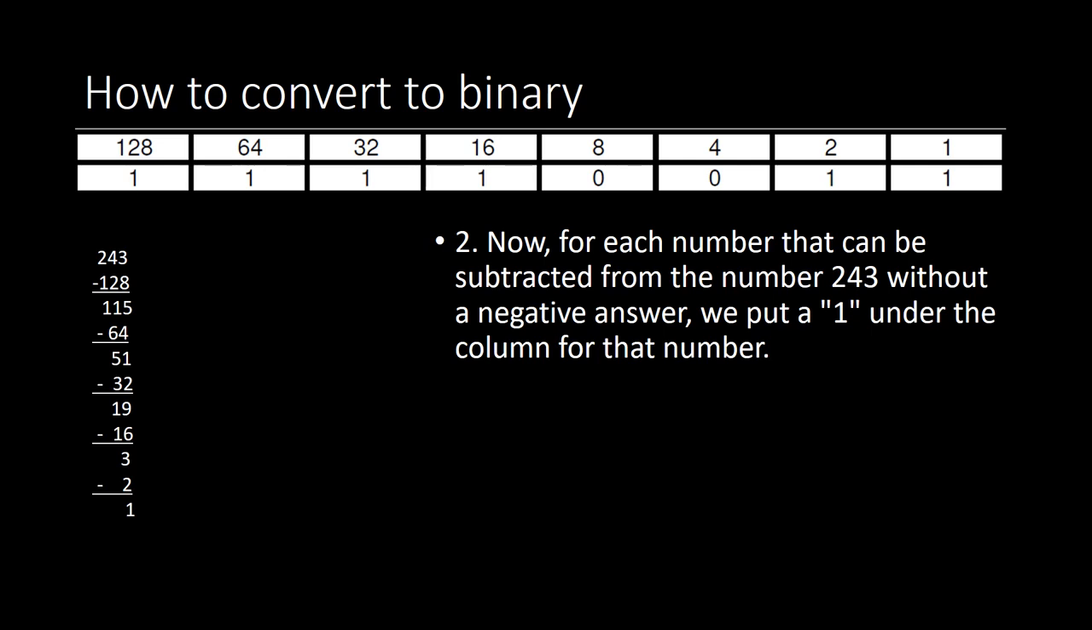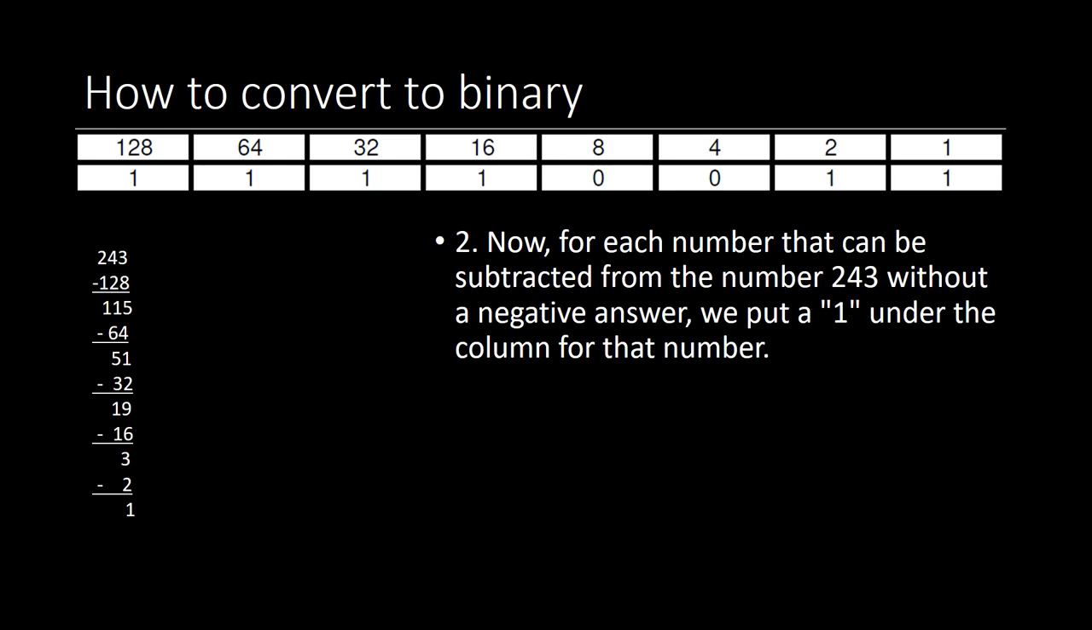Can we subtract 64 from our total 115? Why, yes, we can. And we can do it without getting a negative number. So we're going to subtract 64. That leaves us 51, and we're going to put a 1 under that 64 because we could subtract it. The next number is 32. 32 subtracted from 51 is 19. It's not a negative number, so we're going to subtract it and put a 1 underneath the 32.